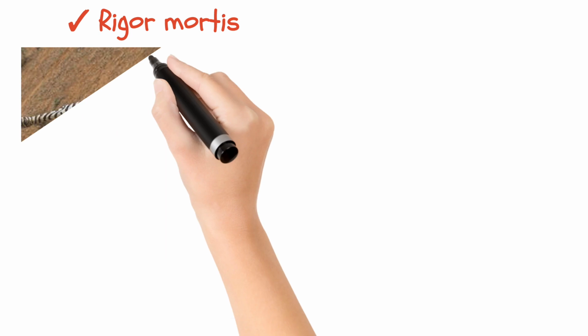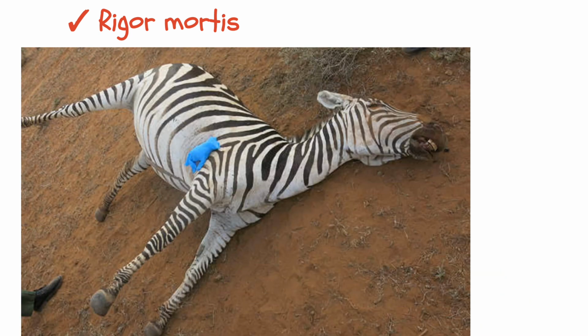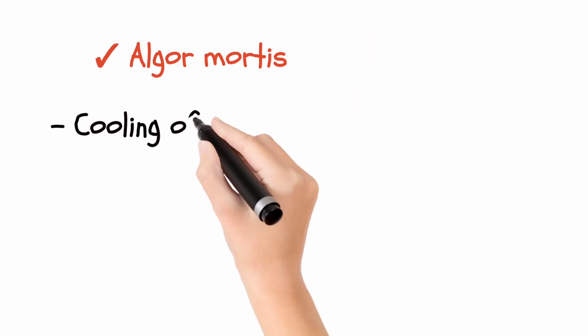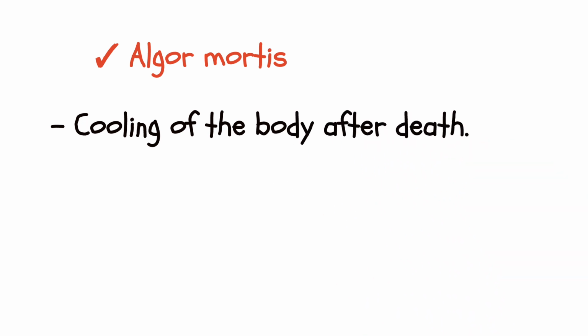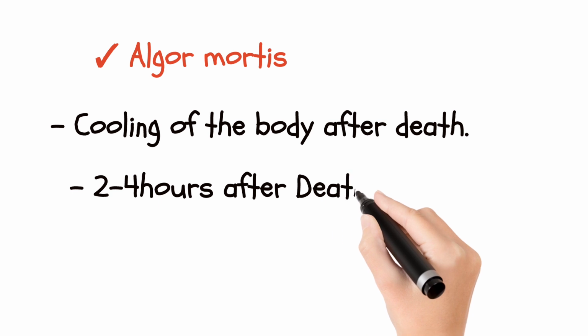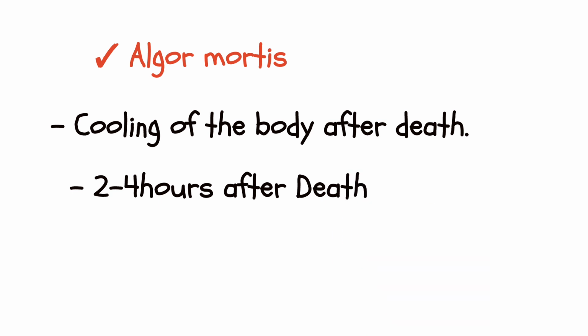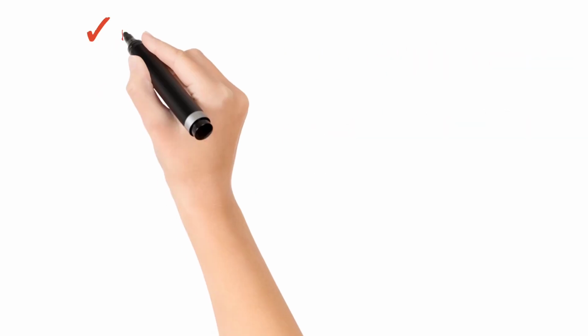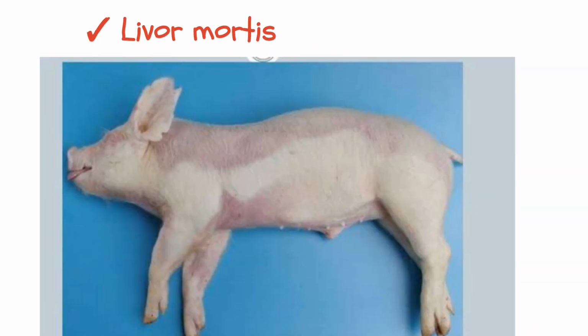Rigor mortis. Rigor mortis simply means the contraction and shortening of muscles after death of an animal, leading to stiffening and immobilization of the body. It occurs 2 to 4 hours after death and remains till putrefaction sets in. Algor mortis. This simply means the cooling of the body. It also takes 2 to 4 hours depending on the species, environmental temperature, and type of animal. Livor mortis is the staining of tissues with hemoglobin after death of the animal. It gives pinkish discoloration to the tissues.